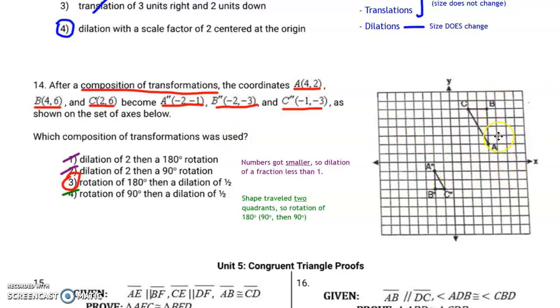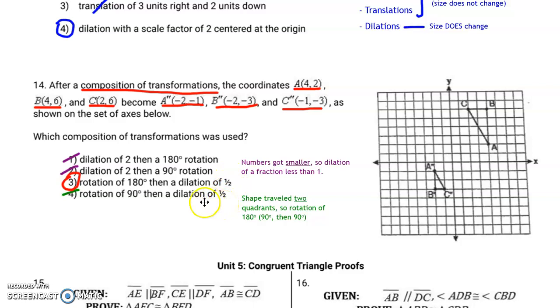I can see that from A, B, C to A double prime, B double prime, and C double prime, the shape got smaller. The numbers also got smaller, right? 4, 2 became -2, -1. All of these sets of numbers became smaller. If the numbers get smaller, that means the dilation is of a fraction less than 1. Because if the numbers got bigger, that would mean I'm multiplying by a larger number. So I'm looking for a fraction less than 1 in my dilations. Choices 1 and 2 are out because this is a dilation of 2, which means it gets bigger. 3 and 4 are the only ones with a dilation of a fraction less than 1, which is 1/2.